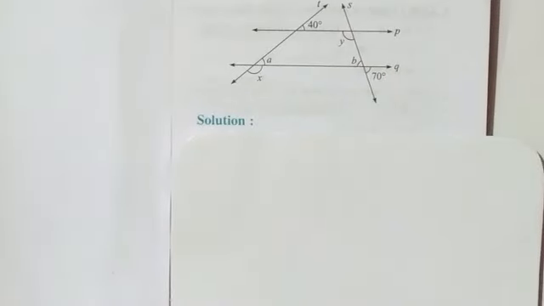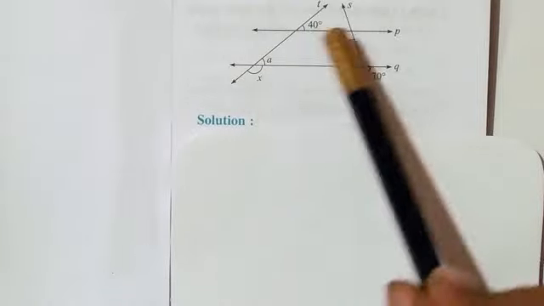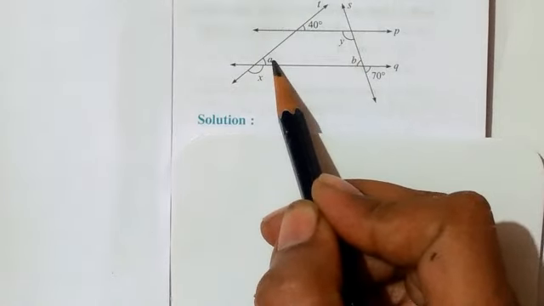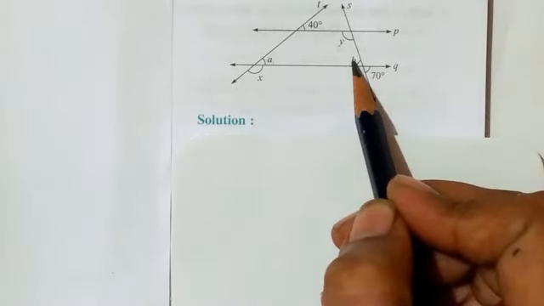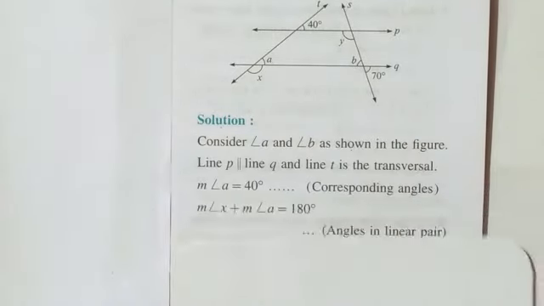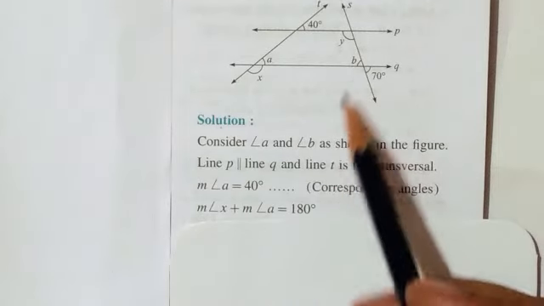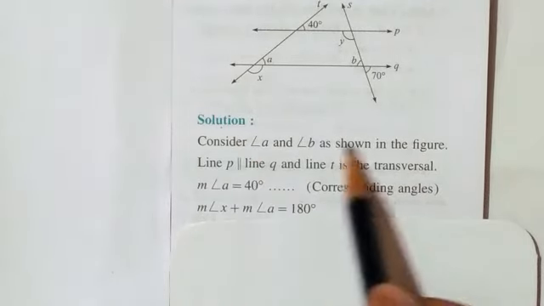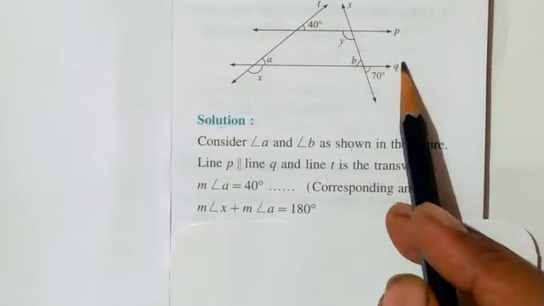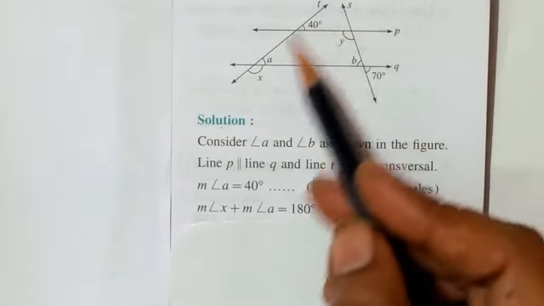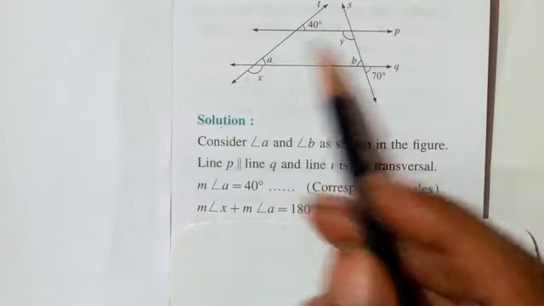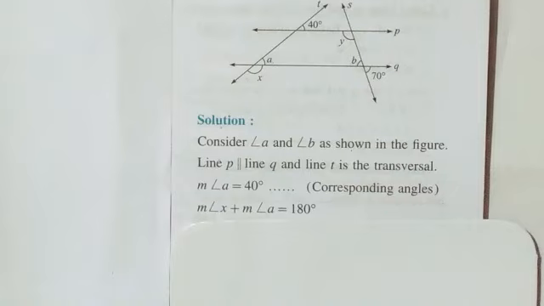Let's see the answer. Before solving the sum, we have to assume some angles with alphabets. Here I have assumed this angle as A, and this one as B. Now let's see the solution. Before writing the answer, we have to write down: consider the angles A and B as shown in the figure. Then lines P and Q are parallel lines, and line T is the transversal. So first we will look at this section only. We will ignore this section for a few minutes.